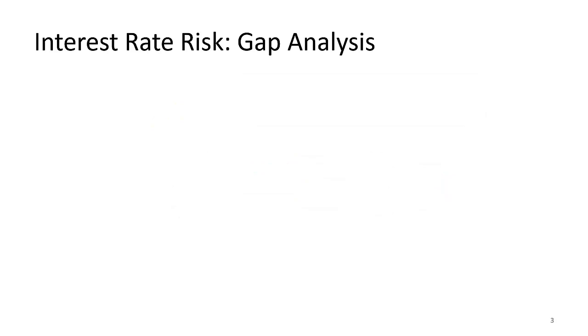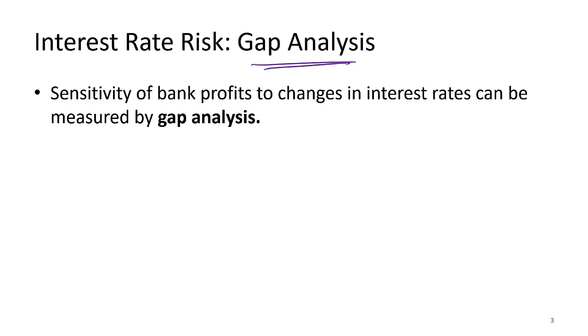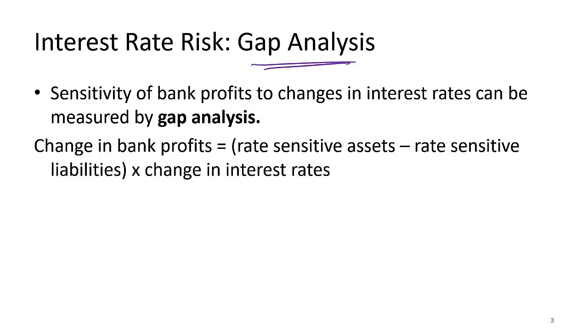Often what banks do is engage in something called gap analysis to take care of this interest rate risk. The sensitivity of bank profits to changes in interest rates can be measured by gap analysis. And what is gap analysis? The change in bank profit is equal to rate sensitive assets minus rate sensitive liabilities, times the change in interest rate. So this gap analysis can give you a measure of how changes in the interest rate can affect the bank's exposure to interest rate risk.